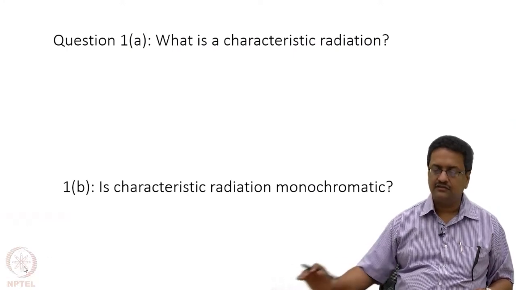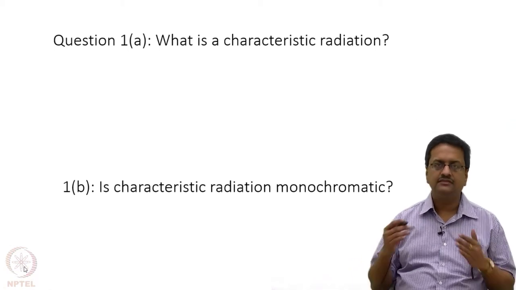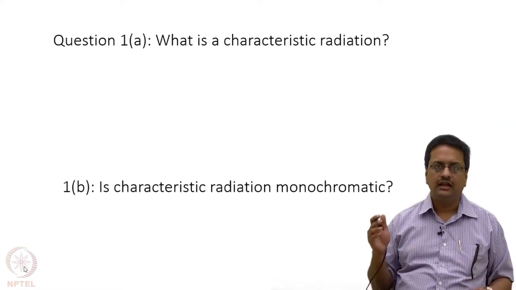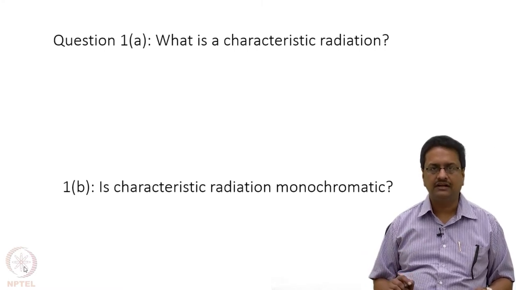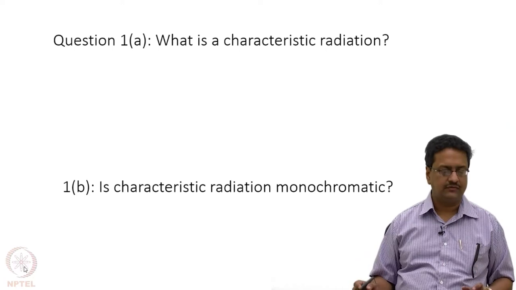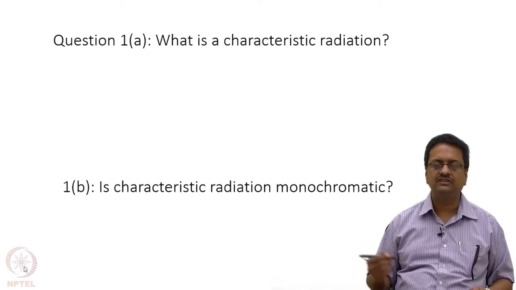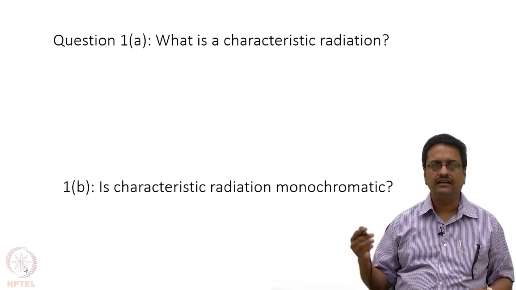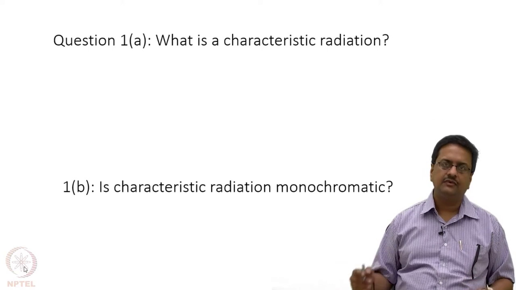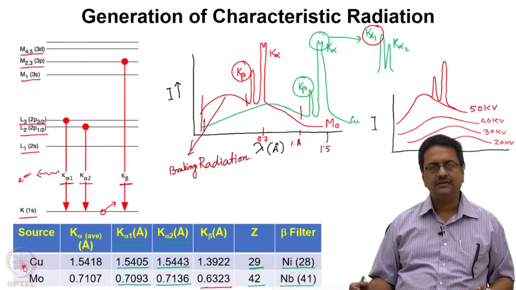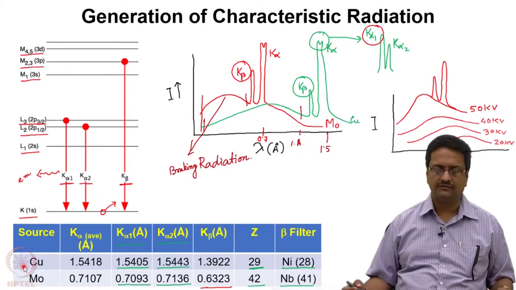The first question was, what is a characteristic radiation? As you know, when the highly accelerated electrons in the X-ray tube are made to fall on a particular metal target, it removes one electron from the K shell of that metal. As a result, a vacancy is created and immediately an electron from the L shell or the M shell jumps down to the K shell by emitting electromagnetic radiation, which falls in the X-ray range.